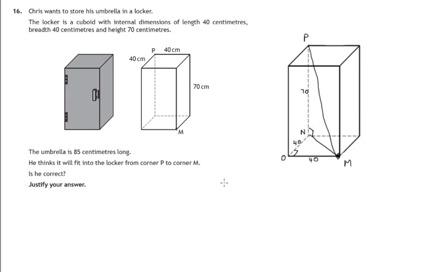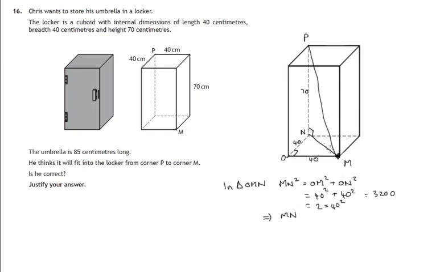So the stages that we'll use: we'll first of all take the flat triangle on the base. That's triangle OMN. In triangle OMN, MN squared will be equal to OM squared plus ON squared. That's 40 squared plus 40 squared, which gives the hypotenuse squared. Now you'll work that out in the calculator. That's 1600 plus 1600, that's 3200.